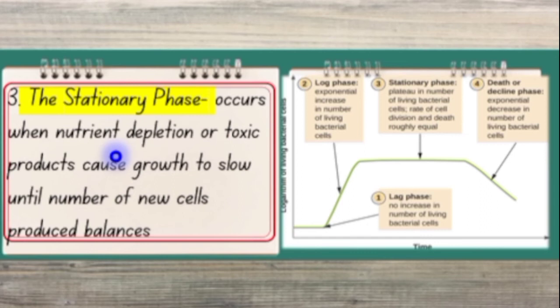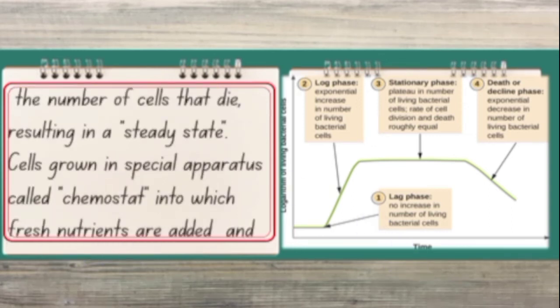The nutrients, the source of energy of the bacterial cell, are running out. So this occurs until the number of new cells produced balances the number of cells that die. And this results in what we call the steady state, or the equilibrium state, wherein the number of new cells roughly equals the number of dead cells, or the cells that died.